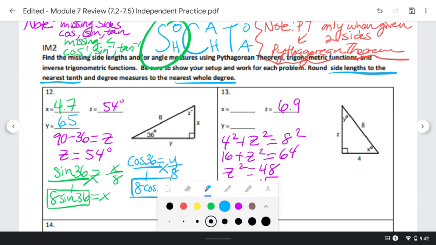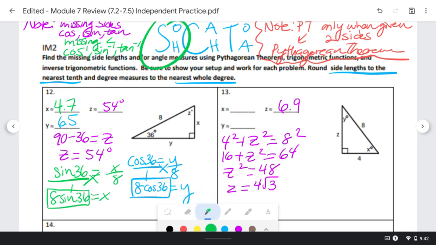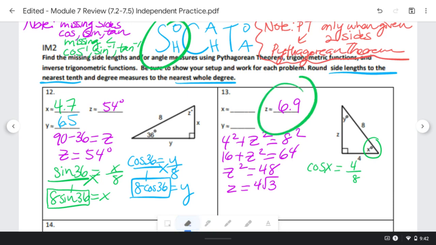Okay, now I'm going to go ahead and solve for x. So for x, that's going to be my reference angle. And I want to use 4 and 8. So that's adjacent over the hypotenuse. So that's going to be cosine of x equals 4 over 8. And I want to use 4 and 8 instead of the 6.9 because that way it's more accurate. It's a whole number that was given to us. It's not an estimation.